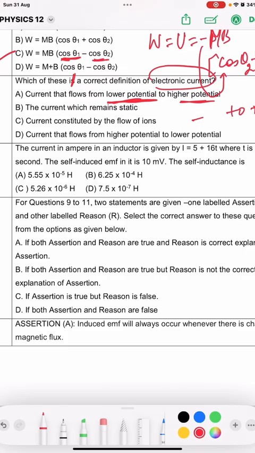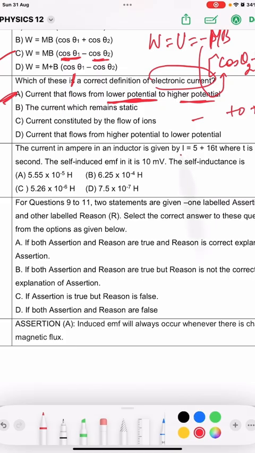This question is not very clear though, but we'll understand it as electronic current means the current due to the motion of electrons. So electrons move from negative to positive. So electronic current is from negative to positive, that is, lower potential to higher potential, and conventional current is regarded as opposed to the direction of motion of electrons. So conventional current will be from higher potential to lower potential. So electronic current will be from lower to higher. Let us see the next question.